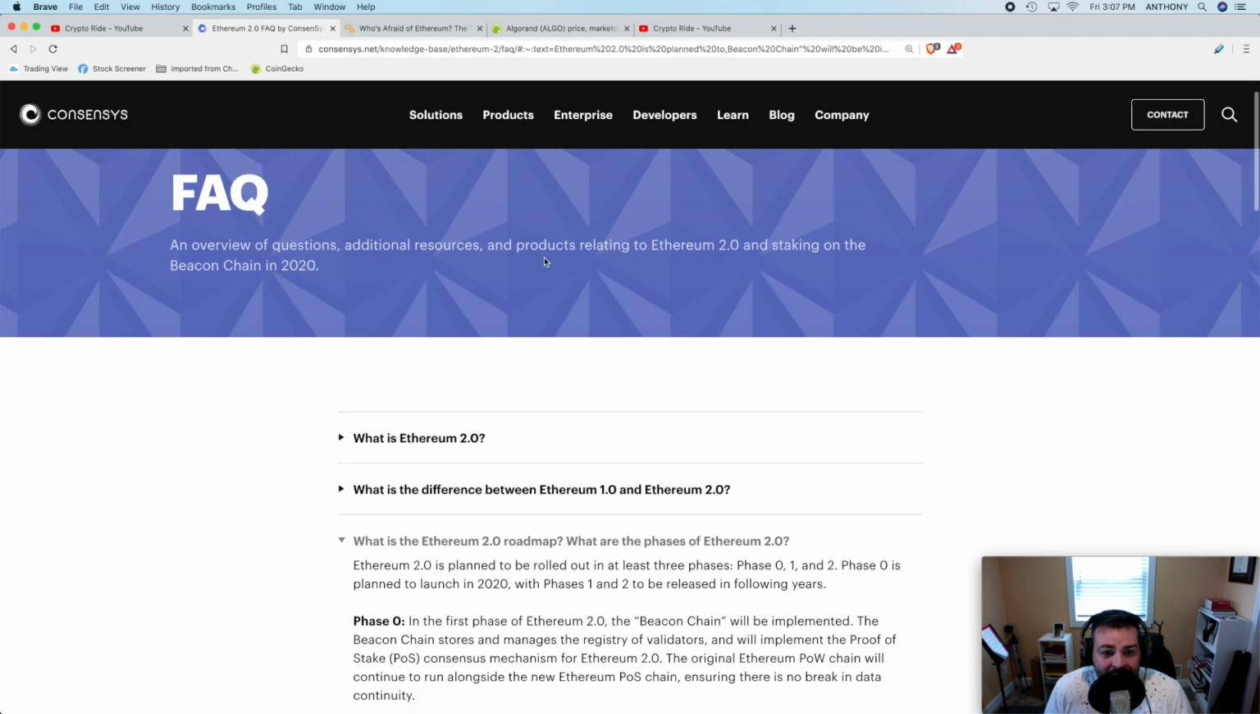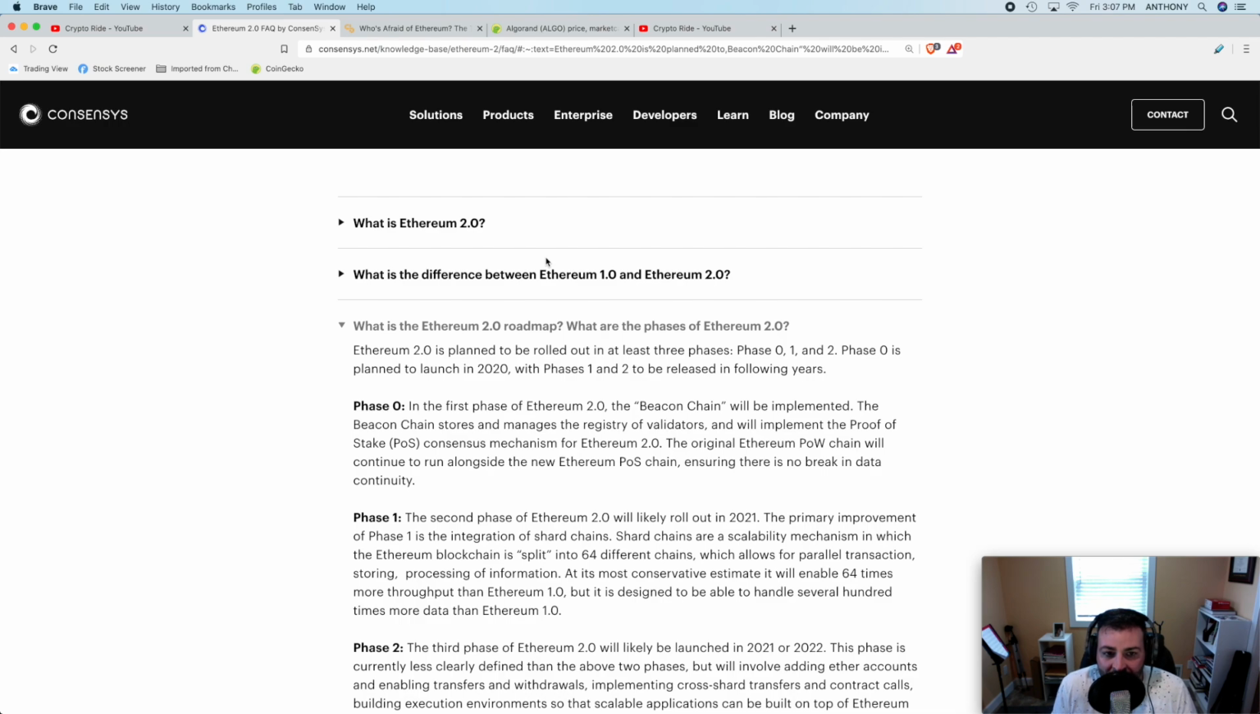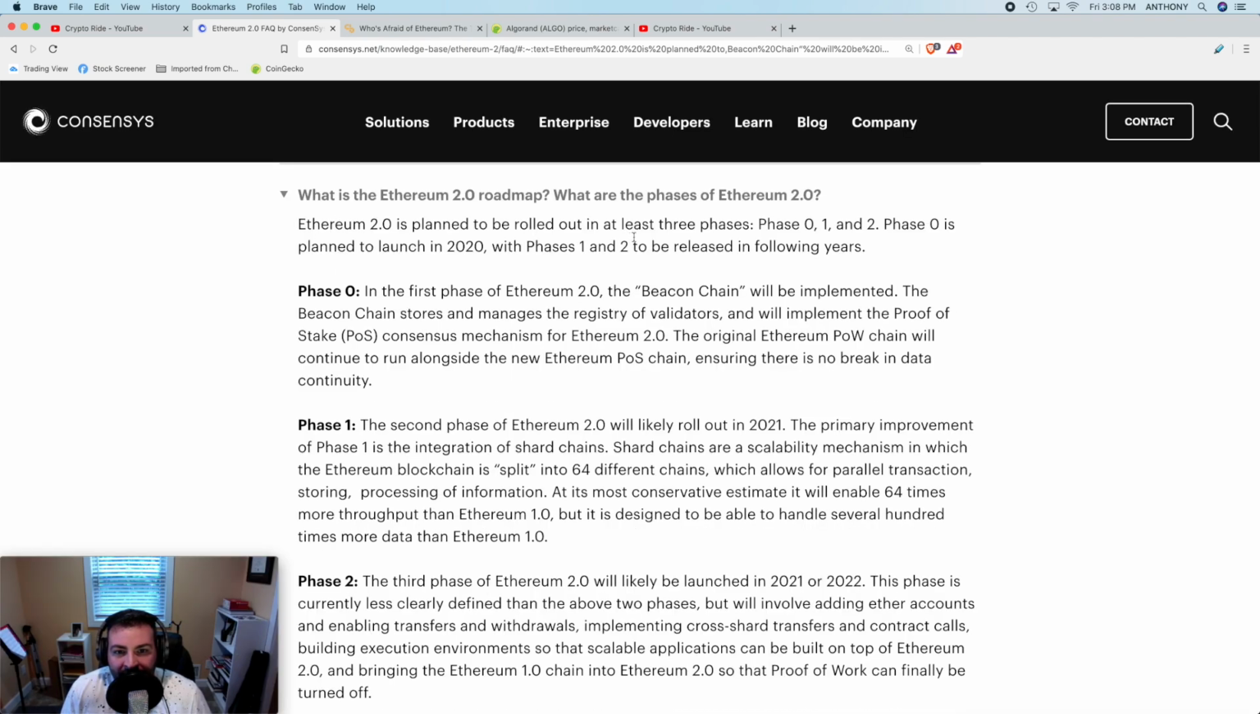But here it is. This is, again, from the consensus website. And Ethereum 2.0 is planned to be rolled out in at least 3 phases, which is Phase 0, Phase 1, and Phase 2. Phase 0 is planned to launch this year in 2020, and Phases 1 and 2 in the following years. So this is a longer timeline, and this is something that I didn't understand fully, truthfully, until very recently, and it's something that I want all of my viewers to understand.